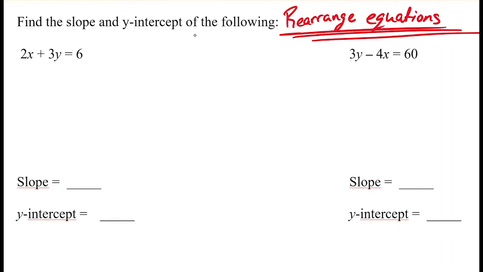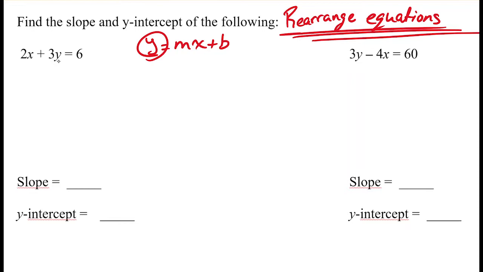Find the slope and the y-intercept for the following. Well, if we want the slope and we want the y-intercept, get it into slope-intercept form. So slope-intercept looks like y equals mx plus b. Get y by itself. That's what this question is really asking you to do. It's asking you to get y by itself. No problem. We can get y by itself. How are we going to do that here?